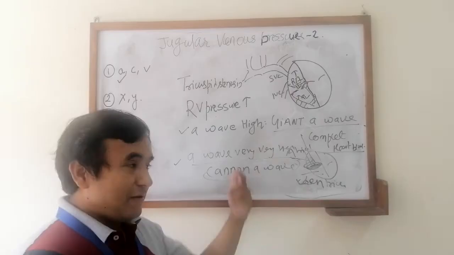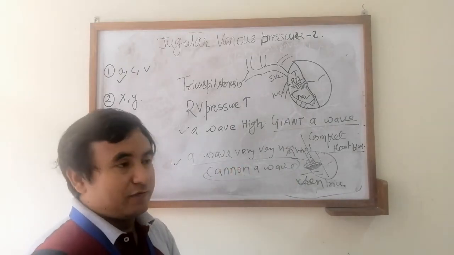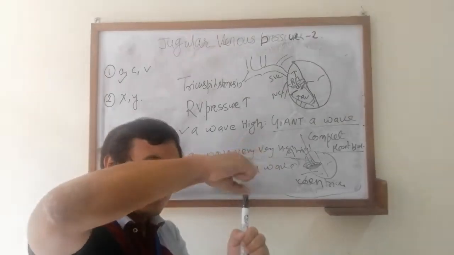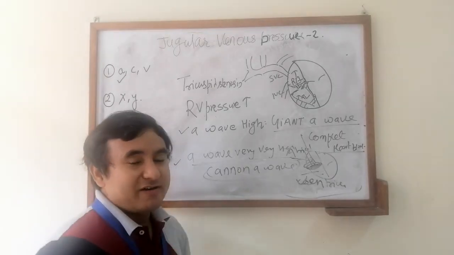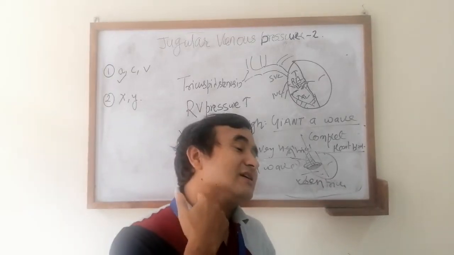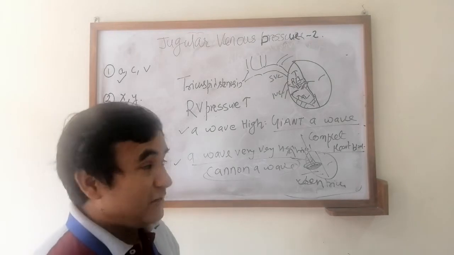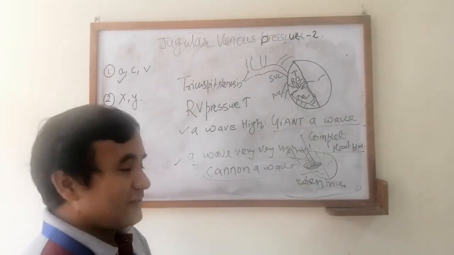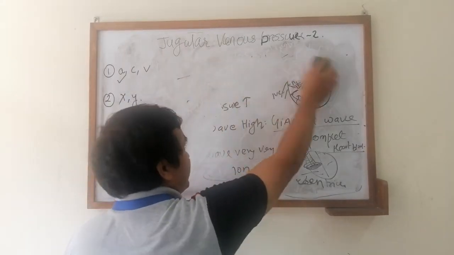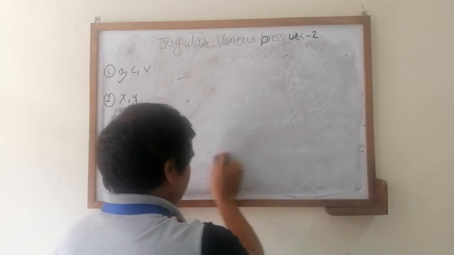What is the mechanism? Because the right atrium is contracting against the closed tricuspid valve. When you are contracting against a closed tricuspid valve, you have to give more force. So there will be more increase in the right atrial pressure, and that right atrial pressure can be seen in the internal jugular vein. So it may be too high in a patient with complete heart block. That is what we call the Cannon A wave. I think you people have understood about the giant A wave and the Cannon A wave.